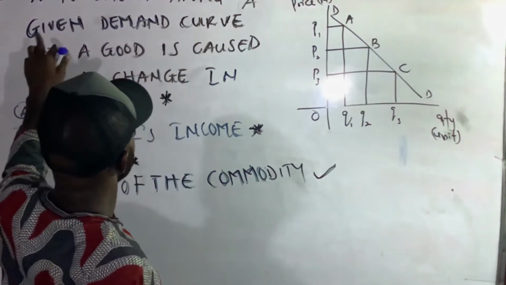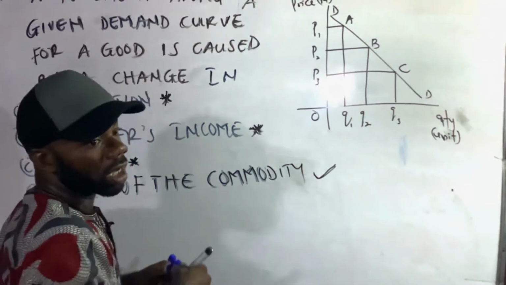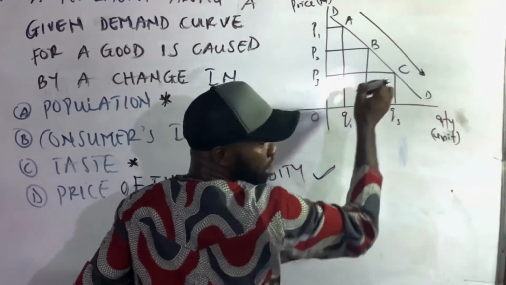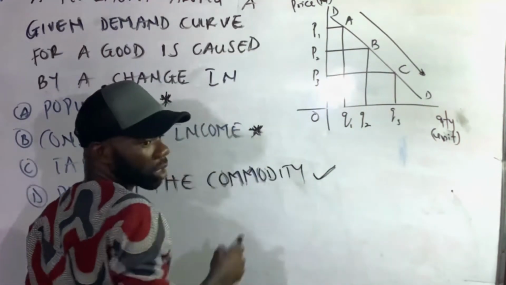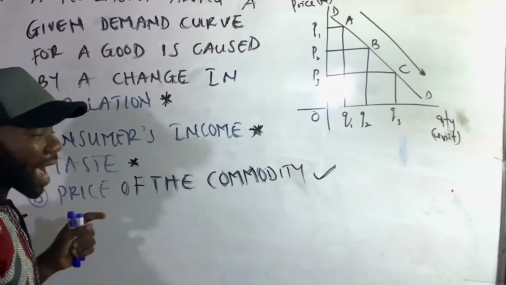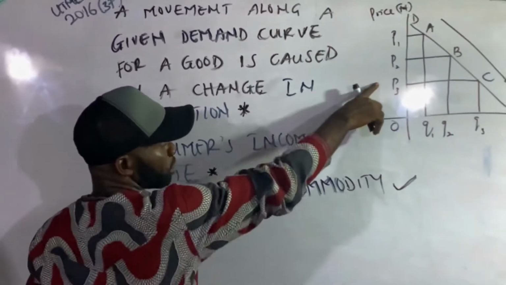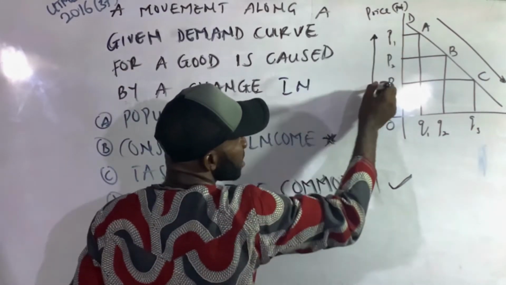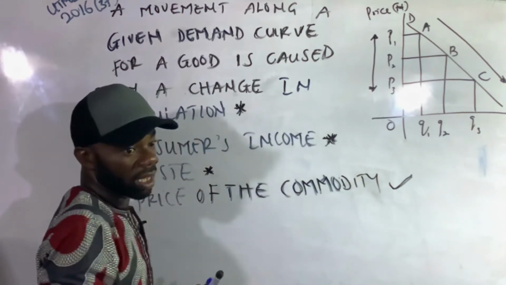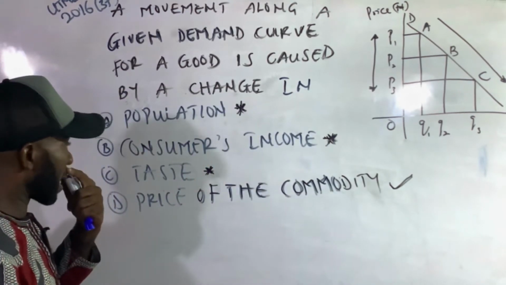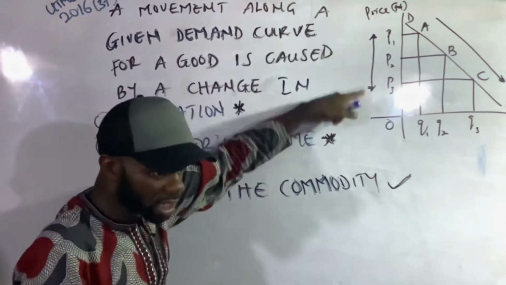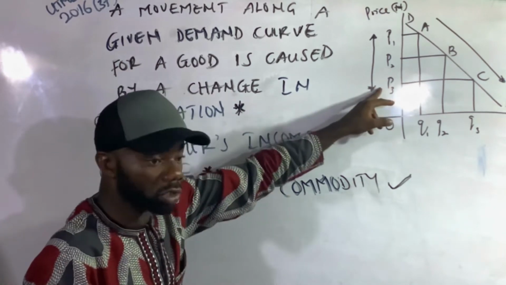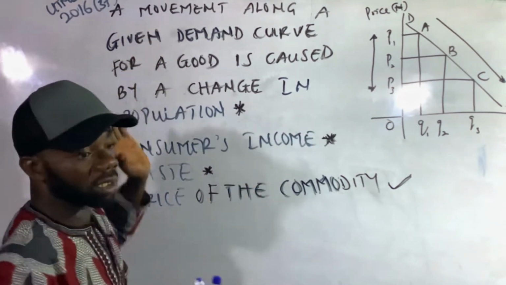Movement along the given demand curve. This is the movement. From this, you can see it's a downward movement. If I take it the other way around, it becomes an upward movement. And you can see, how do I prove that my answer is correct? The price of the commodity is the only thing navigating. We cannot see income there. We can't see population there. We can't see taste there. But we can see that price is fluctuating. And that means that this answer, looking at the structure of the diagram, is correct for this question.